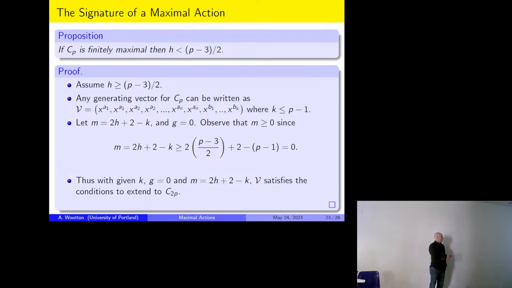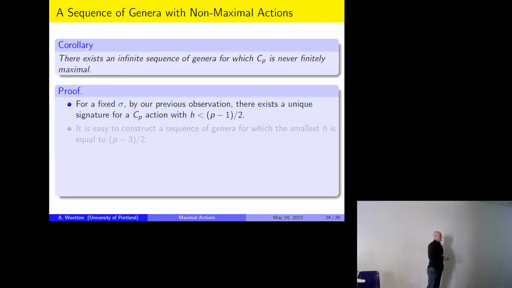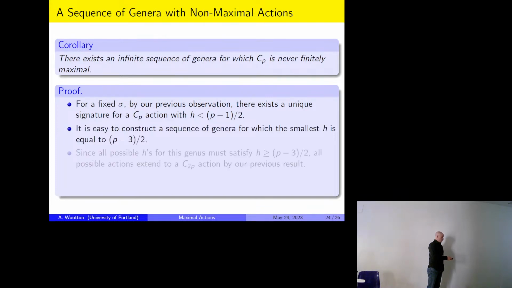So if my cyclic group has genus (p minus 3) over 2 or higher, then I'm guaranteed that it's always going to extend to an action of a cyclic group of order 2p. This is the thing I was thinking of. So what this tells me is there's an infinite sequence of genera for which CP is never finitely maximal. So in particular, what do I know? This is what I pointed out earlier on. I'm always guaranteed the smallest quotient genus is always going to be less than (p minus 1) over 2. It's easy to construct a sequence of genera where the quotient genus is always (p minus 3) over 2.